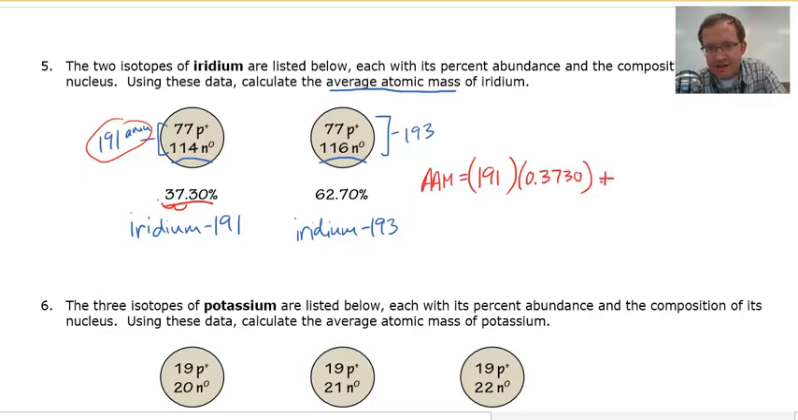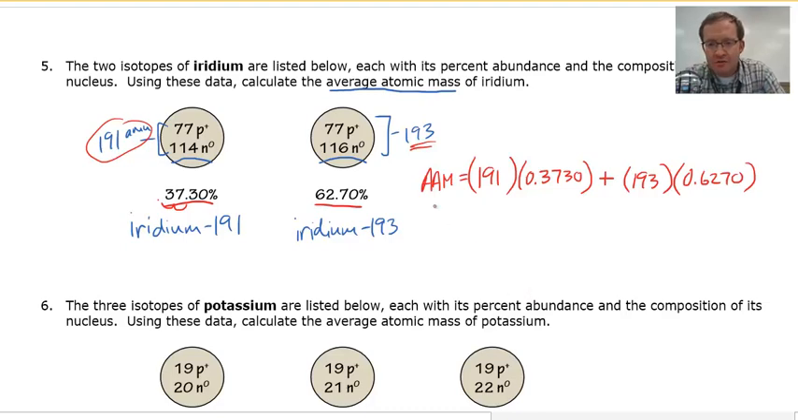The second isotope, its mass is right here. We just figured it out to be 193. So the second isotope's mass, 193, times its percent abundance written as a decimal. And again, we're given that information here, 0.6270 when we write it as a decimal. Okay? Now, to calculate that, to go ahead and find the answer, we just pull out our calculator, punch those in, and add it all up.